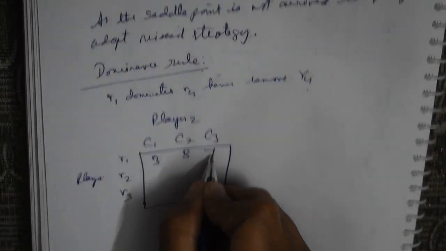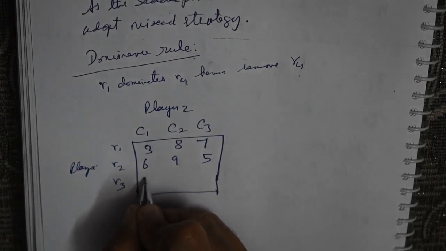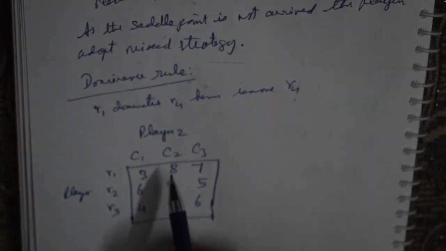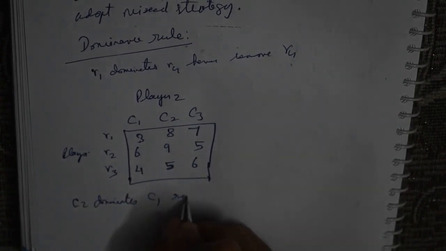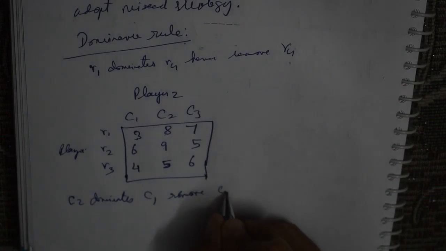The matrix is 3, 8, 7, 6, 9, 5, 4, 5, 6. This is the reduced matrix. Again, apply row wise or column wise, it's your choice. Let me try column wise. 3, 8, 8 is big; 6, 9, 9 is big; 4, 5, 5 is big, which means column 2 dominates column 1. Remove column 2. We remove column 2 because it is the bigger column. Row wise, remove the smaller row; column wise, remove the bigger column.